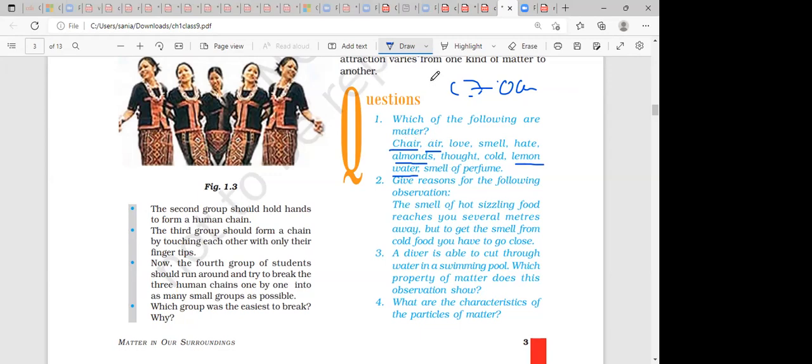But a chair, you can see is in a place, occupying space and has some mass. Similarly, air has particles. But smell is not something like that. Air, you can feel air moving from here, right? Plus, air has some particles. That's why air will be matter, because of panchatattva. So it was included in air. That's why you have to include it as matter. And almonds, of course. Lemon water, of course, but not the smell of perfume.